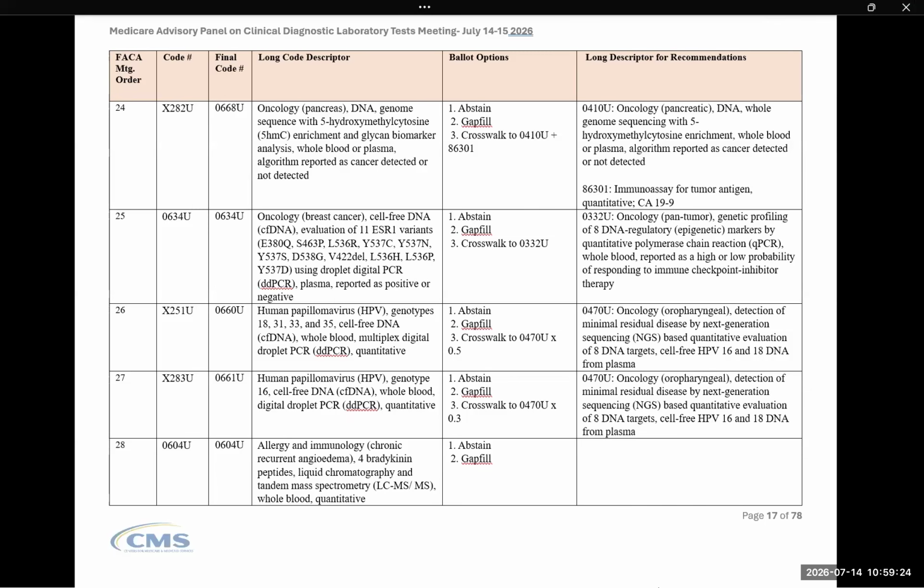Yes. Code number X283U, final code 0661U. Yes, this code is related to the prior code, but it's a single target droplet digital PCR of cell-free HPV 16 in the blood. Again, there's no existing code that shares the HPV ddPCR methodology, and a fraction of the NGS-based 0470U does not reflect the ddPCR resource profile, but is a valid alternative to the proposed gap fill.